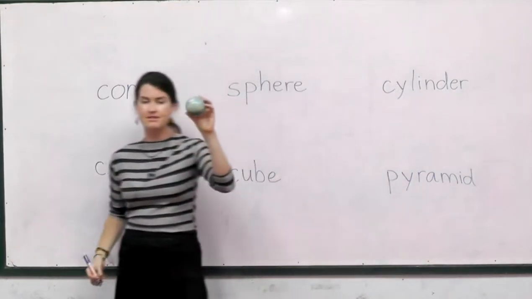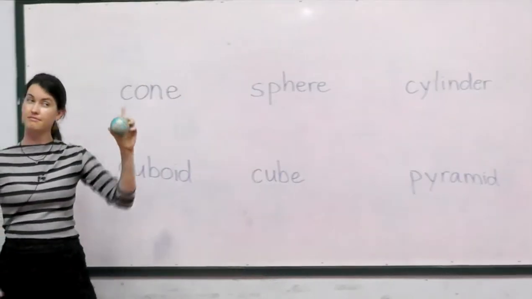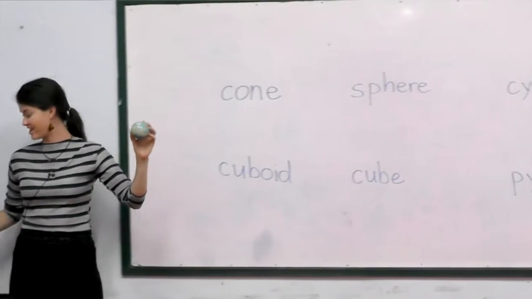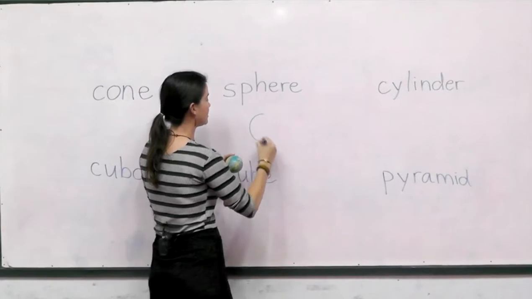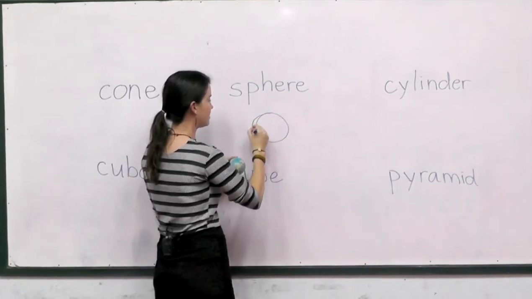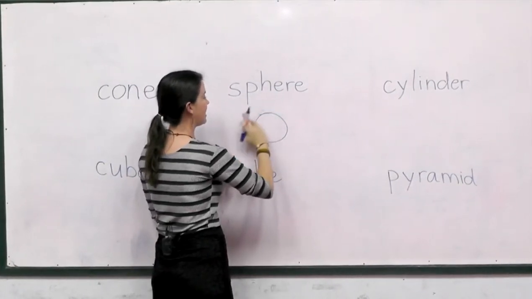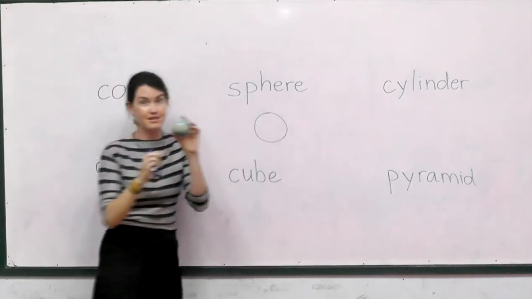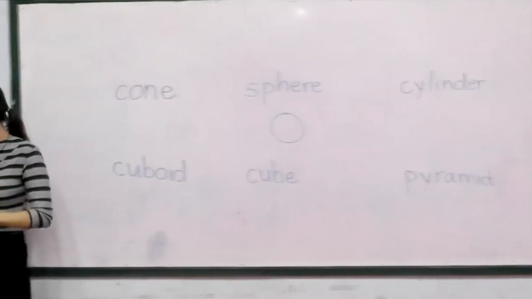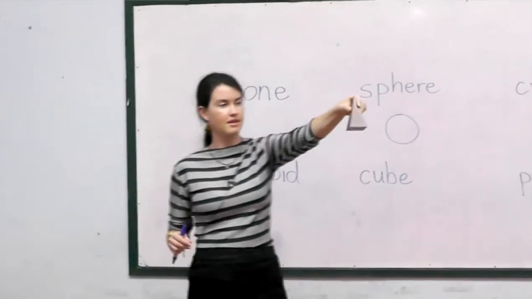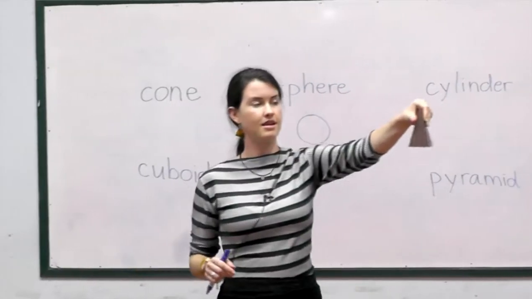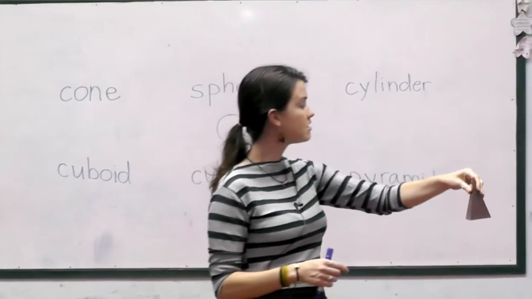What shape is this? Sphere. Good. Our sphere. It's kind of hard to draw, but it's a round circle. It has volume, like this ball. So think about a ball when you have a sphere. What shape is this? Cone. It's like a cone.